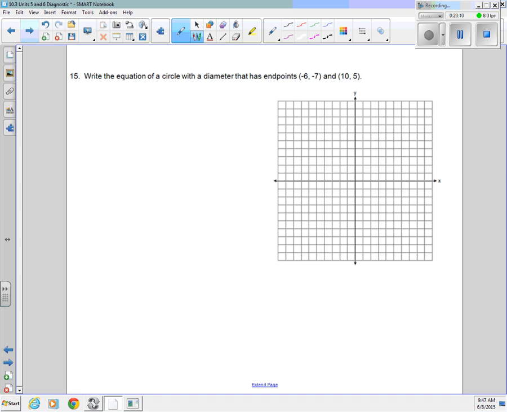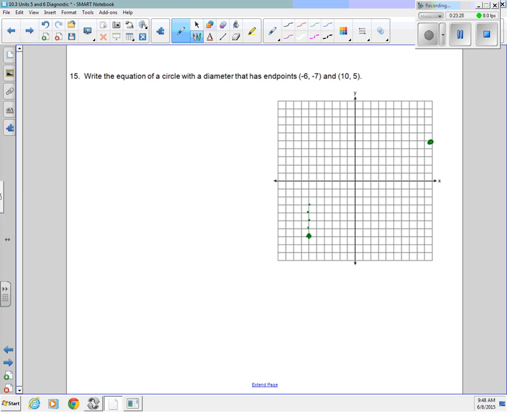Okay, number 15, I want to write the equation of a circle with a diameter that has those endpoints. Let's see. So I have my endpoints at negative 6, negative 7, and 10, 5. Let me plot them: 1, 2, 3, 4, 5, 6, 7, and then 10 is all the way out, 1, 2, 3, 4, 5.